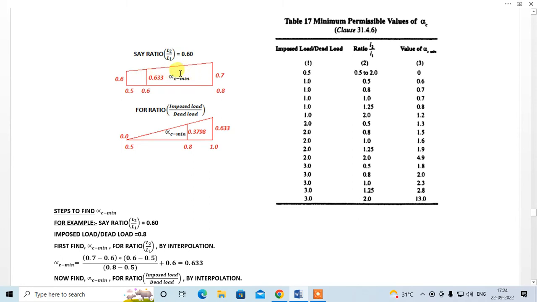Now we have to do interpolation for this. Our imposed load by dead load is 0.8, so this falls between 0.5 and 1. When this is 0.5, alpha c minimum is 0. When this is 1, our alpha c minimum is 0.633. So for 0.8 we get 0.7398. We have to take the least of these two, so the least of these two is 0.798.